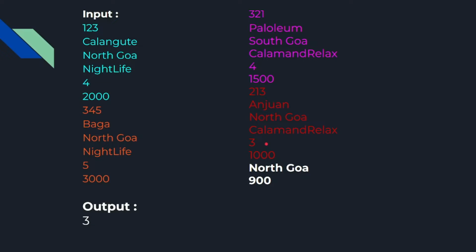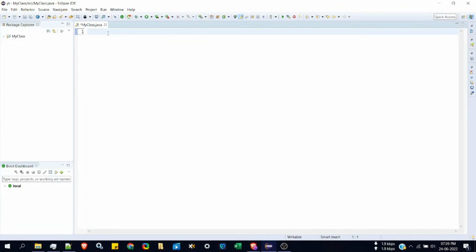So we will simply return the rating of the first beach object, that is the rating of the first element in the array list. So let's see the code. Since we are going to use ArrayList for this program, we will be needing two imports here, one for the scanner and one for the ArrayList.